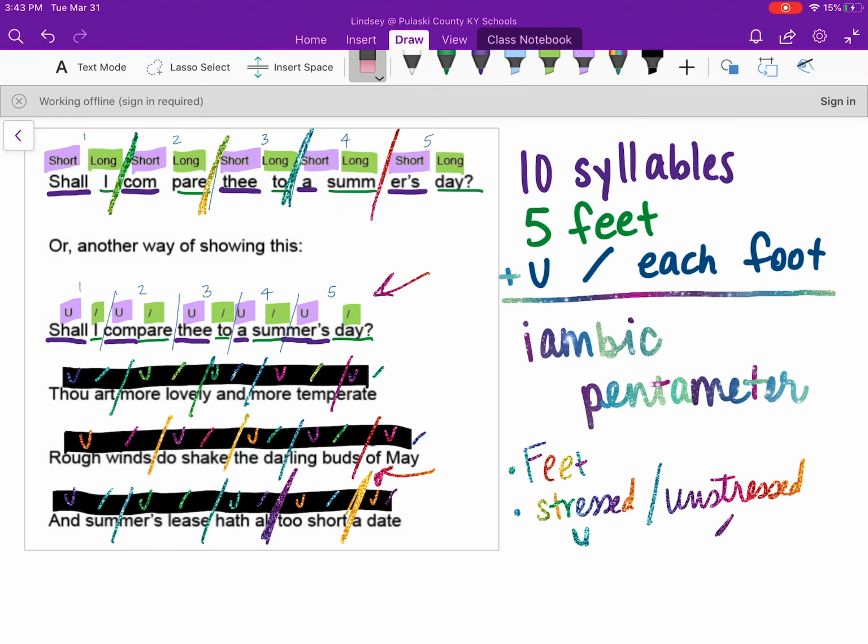If you want, you can number them, just like I did up here. That's fine as well. It's totally up to you. So this is iambic pentameter. If you have any questions, remind, text me, email me, whatever works for you.